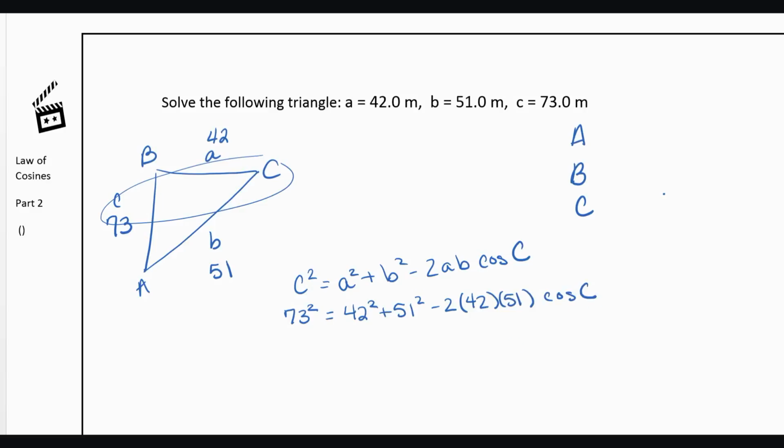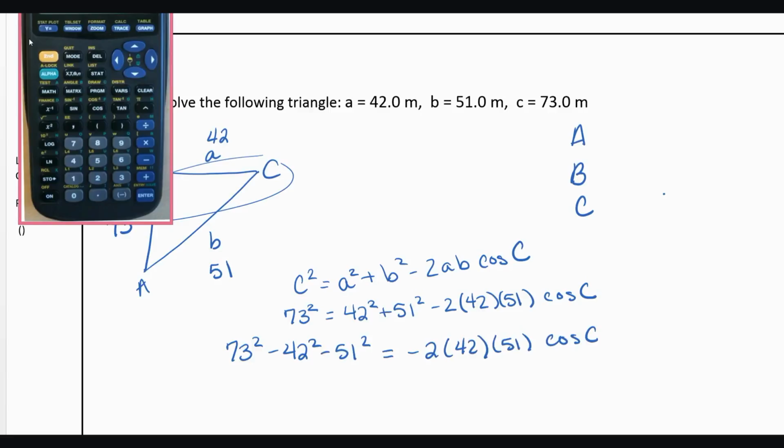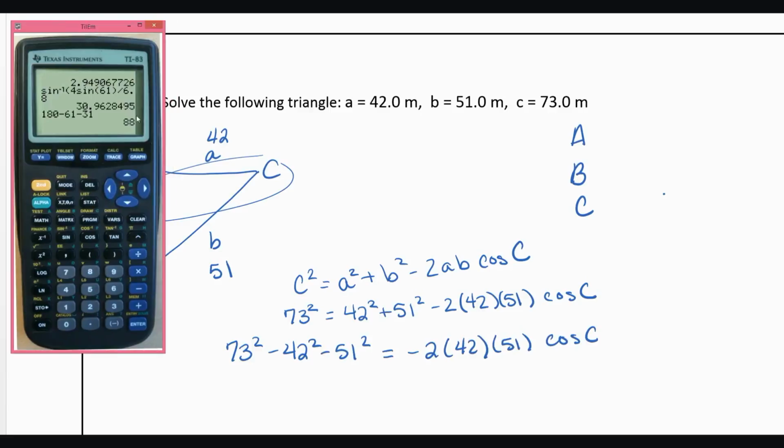Now we want to get cosine of c by itself. So the first thing we need to do is subtract 42 squared and 51 squared from both sides. So 73 squared minus 42 squared minus 51 squared is equal to negative 2 times 42 times 51 cosine of c. And if you don't like writing all this, you can certainly do pieces of this in your calculator.